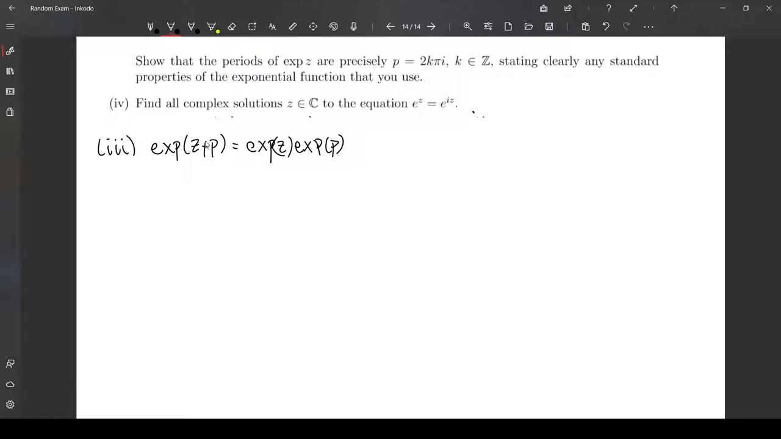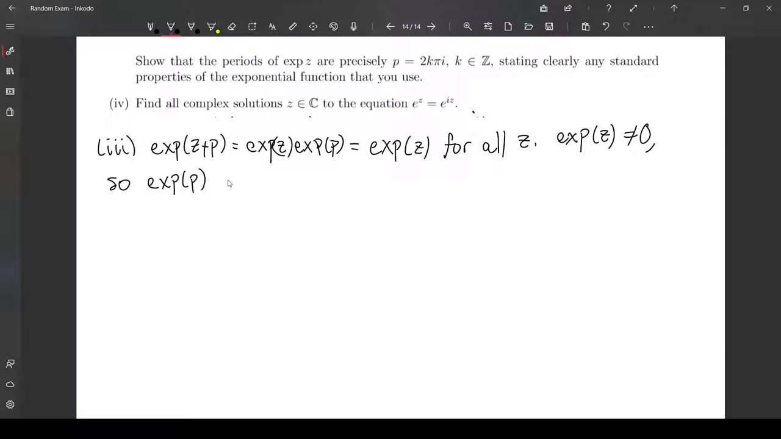So here we've used that if you have an addition in the exponential, this becomes a product of the exponentials. So if p is to be a period, this means that this equals exp z for all z. Now we know that exp of z is not equal to 0, so exp of p is equal to 1.